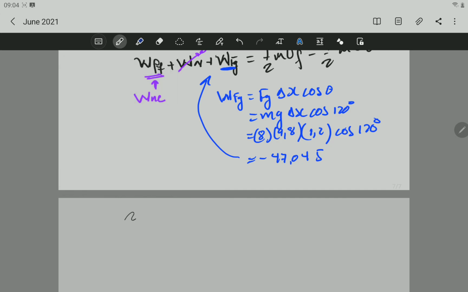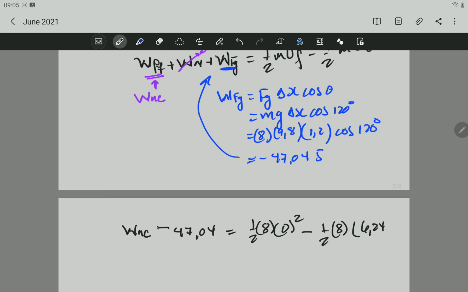Now we have the work done by the non-conservative forces, which is the work done by the frictional force, minus 47,04 is equal to half multiplied by 8 multiplied by final speed, which is 0, and the maximum height, remember, multiplied by 0 to the power 2, minus half multiplied by 8 multiplied by the initial speed, which was calculated. It is 6,24 to the power 2. So this is the other option, or everything here is equal to 0.